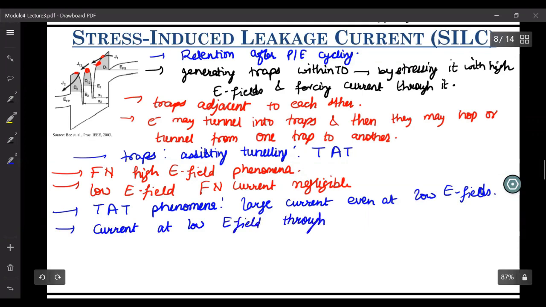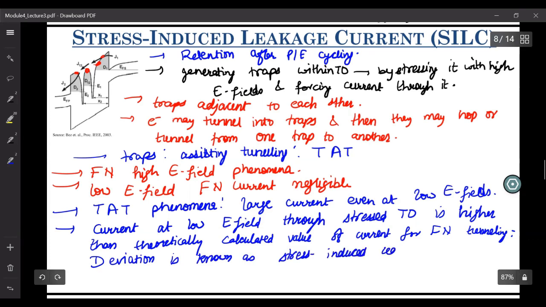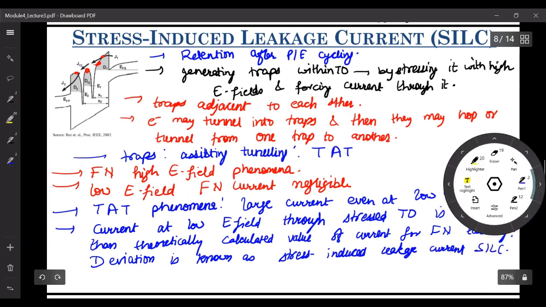through this stressed tunneling oxide is higher than the one we theoretically calculate, or than the theoretically calculated value of current for FN tunneling, and this deviation is what is known as stress induced leakage current, or SILC. So what exactly is this SILC?